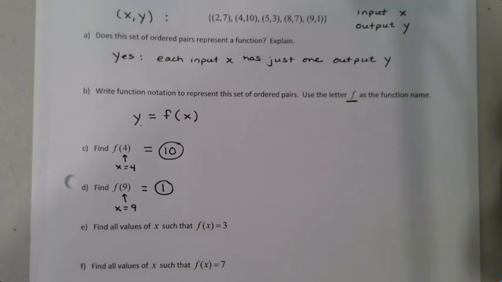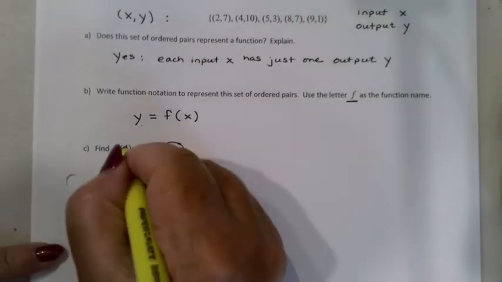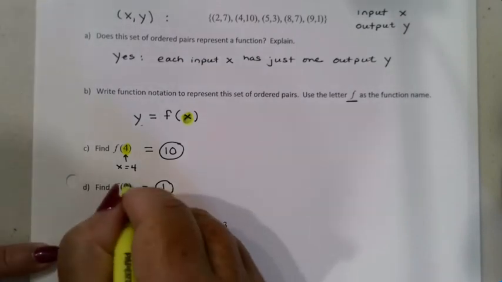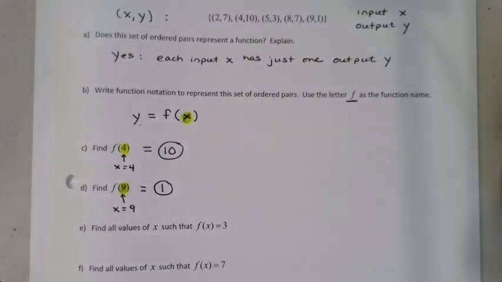By the way, if you aren't sure, remember, the 4 is in the same position as the x, so you know they're telling you the x. Again, 9 is in the same position as the x. You know they're telling you the x.